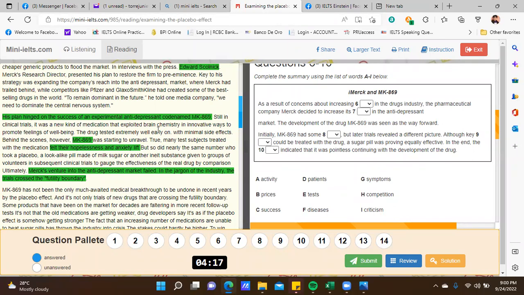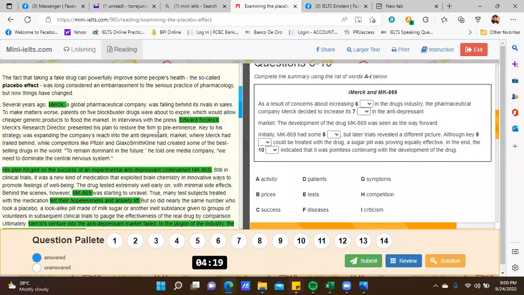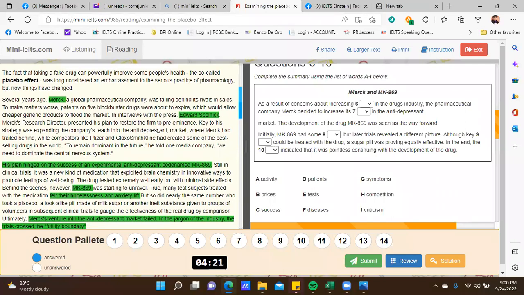Guys, let's read the first two paragraphs. I'm confused. The fact that taking a fake drug can powerfully improve some people's health, the so-called placebo effect, was long considered an embarrassment to the serious practice of pharmacology. But now things have changed. People are now beginning to realize that there is such a thing.